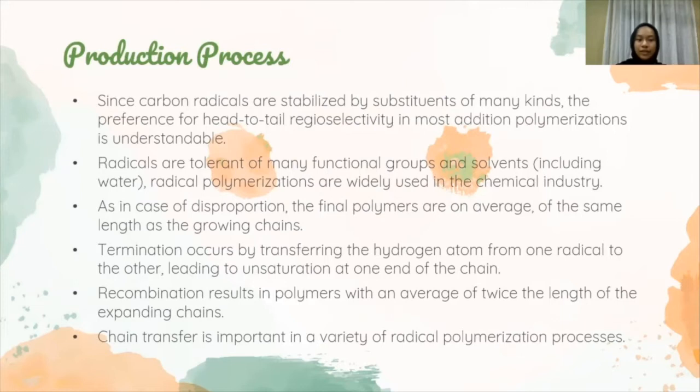Termination occurs by transferring the hydrogen atom from one radical to another, leading to unsaturation at one end of the chain. Recombination results in polymers with an average of twice the length of the growing chain.